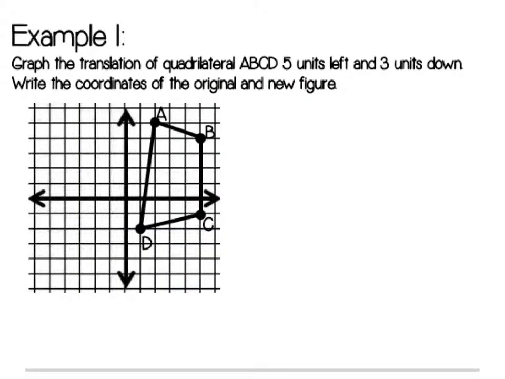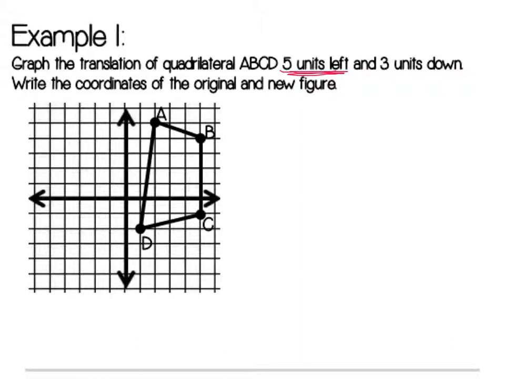Under the translations tab, looking at our first translation, we're going to graph the translation of the quadrilateral ABCD, and we're going to move it 5 units left and 3 units down. We're going to write the coordinates of the original and the new figure. First of all, I want you to underline our 2 transformations. We're going to translate this 5 units left.